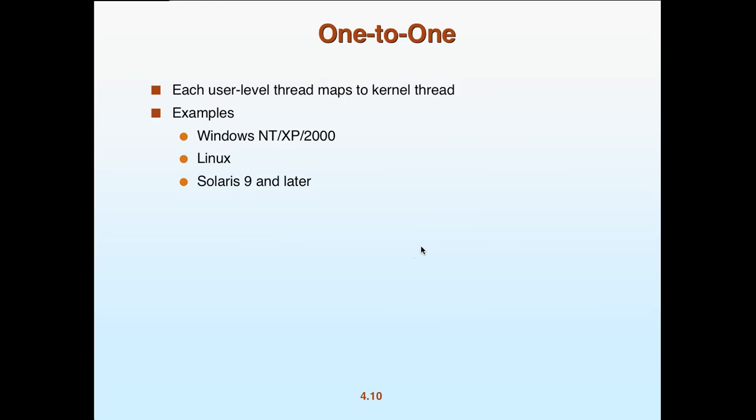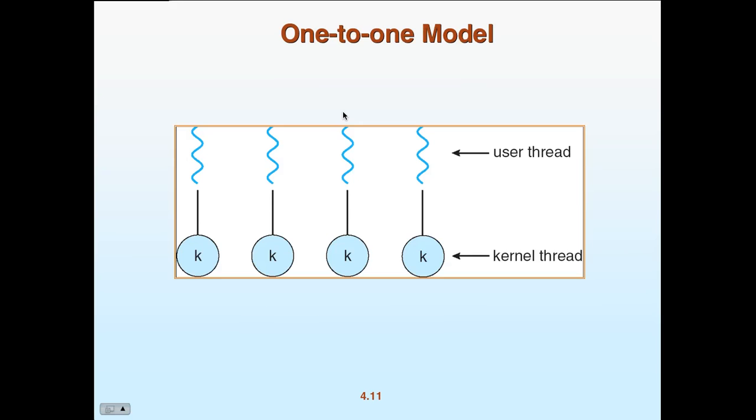One-to-one. This is where we have each user-level thread mapped to a single kernel thread. Examples are Linux and Unix, all the current versions of Solaris, all of the previous versions of Solaris, and 9 and later. Well, 9 at the making of the slide set, it was up to 9. I should probably just take this out and just say Solaris. Windows, Linux, most of the general operating systems that you're familiar with do a 1-to-1 mapping.